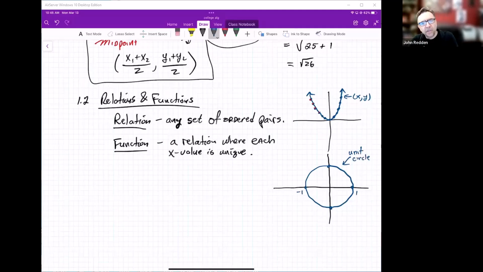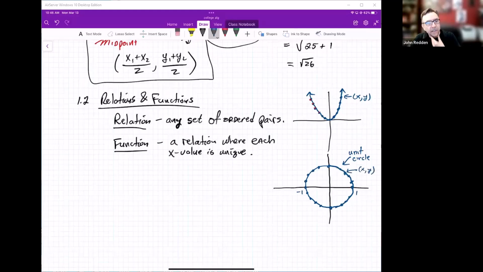When we get to conic sections, we'll be graphing circles as well. All right, so think of a circle as an ordered pair. I mean, as a relation, because there's a bunch of ordered pairs, right? Each point on the circle is like a dot, right? And so just a big collection of ordered pairs, x comma y.